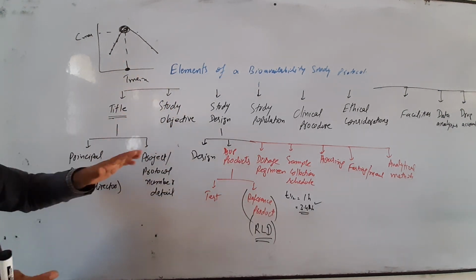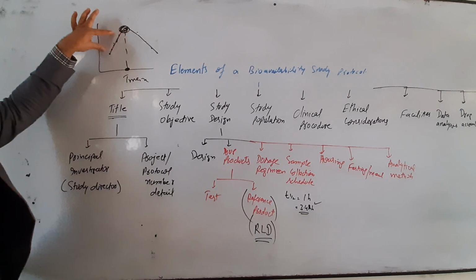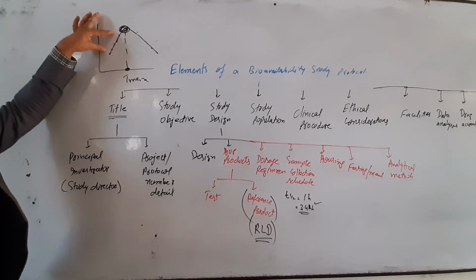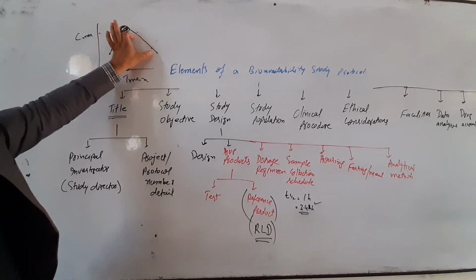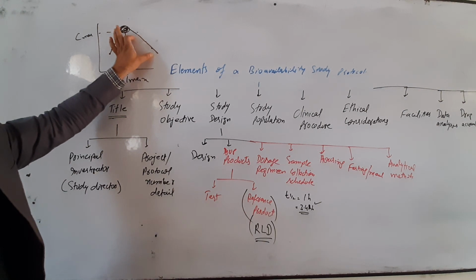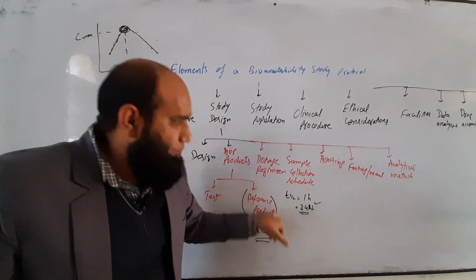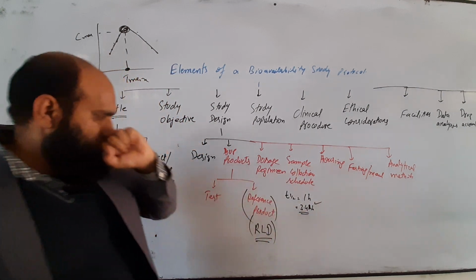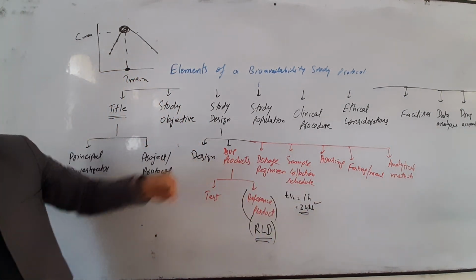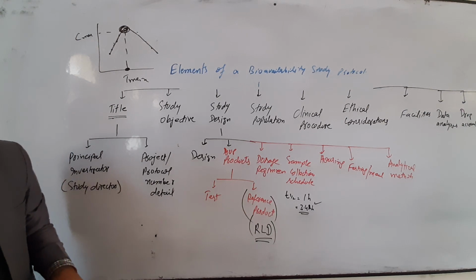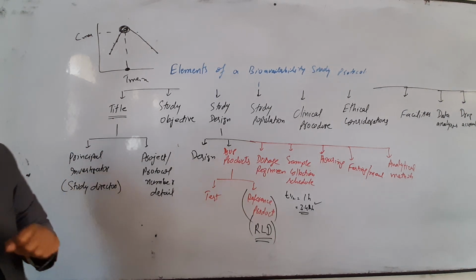So the conclusion is, we have to collect many samples in the absorption phase, but only 1 or 2 samples in the elimination phase. And we can calculate the total number of samples from the volunteers when we are discussing plasma.